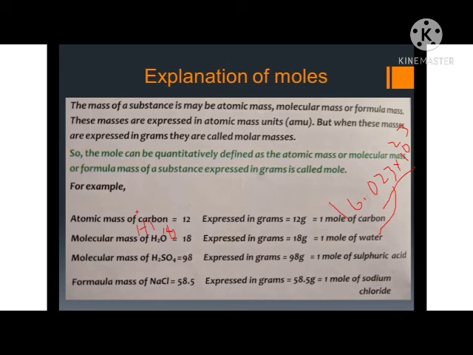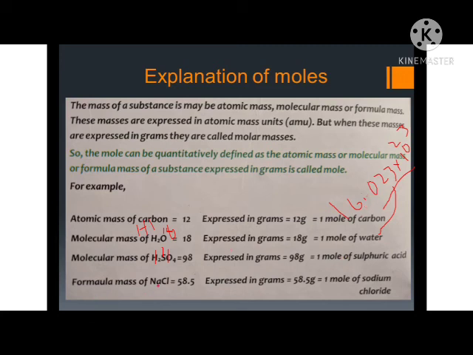It is molecular mass, so here it will be molecules, and for atomic mass it will be atoms. Molecular mass of H2SO4: 32 for sulfur, 16 for oxygen, and 1 for hydrogen. If we add 1 plus 1 plus 32 plus 16 plus 16 plus 16 plus 16, then it will be 98 AMU, and expressed in gram it is 98 gram. So 1 mole of sulfuric acid contains 98 gram and will be equal to such amount of molecules.